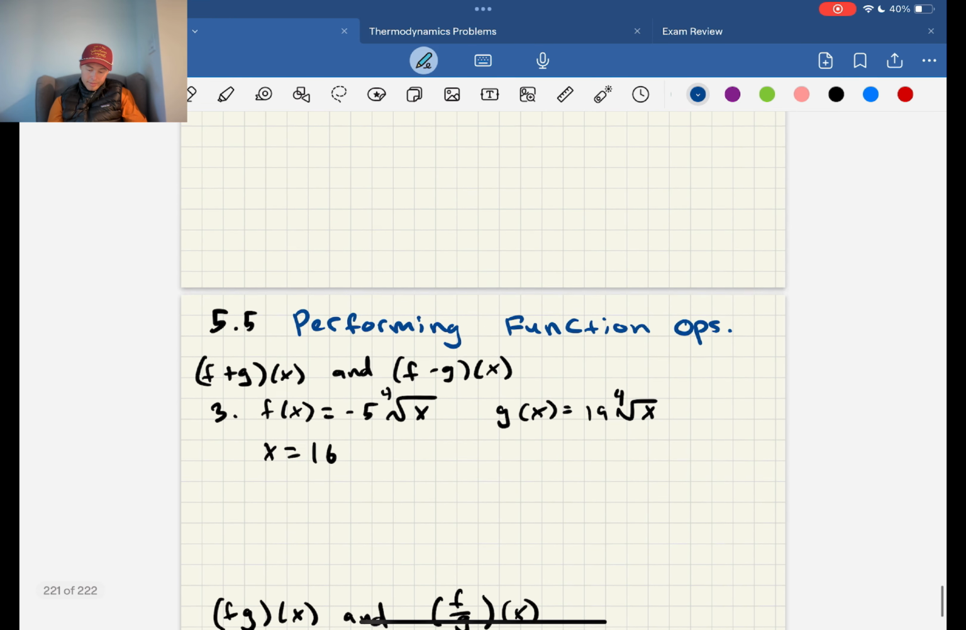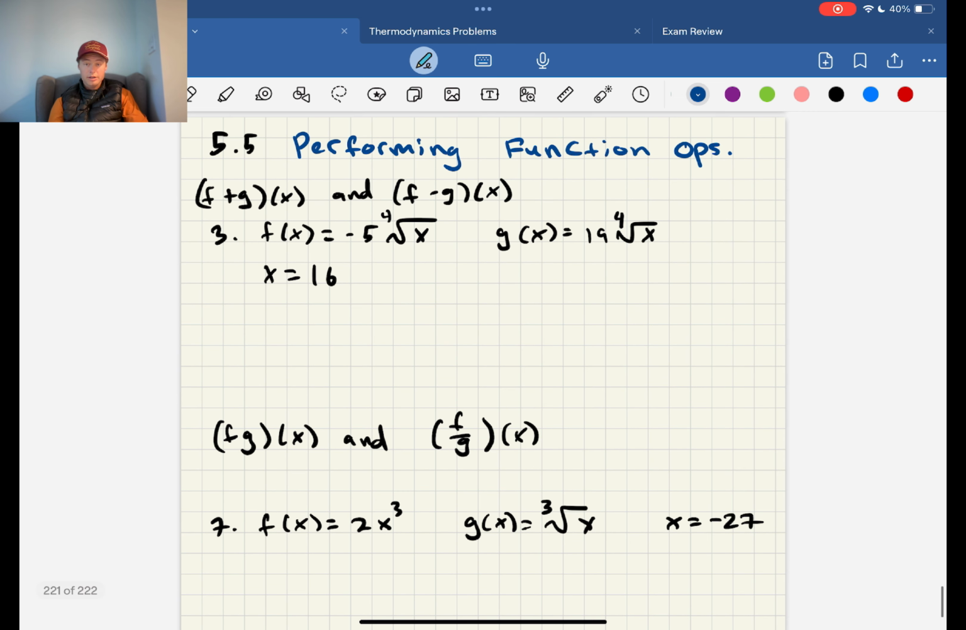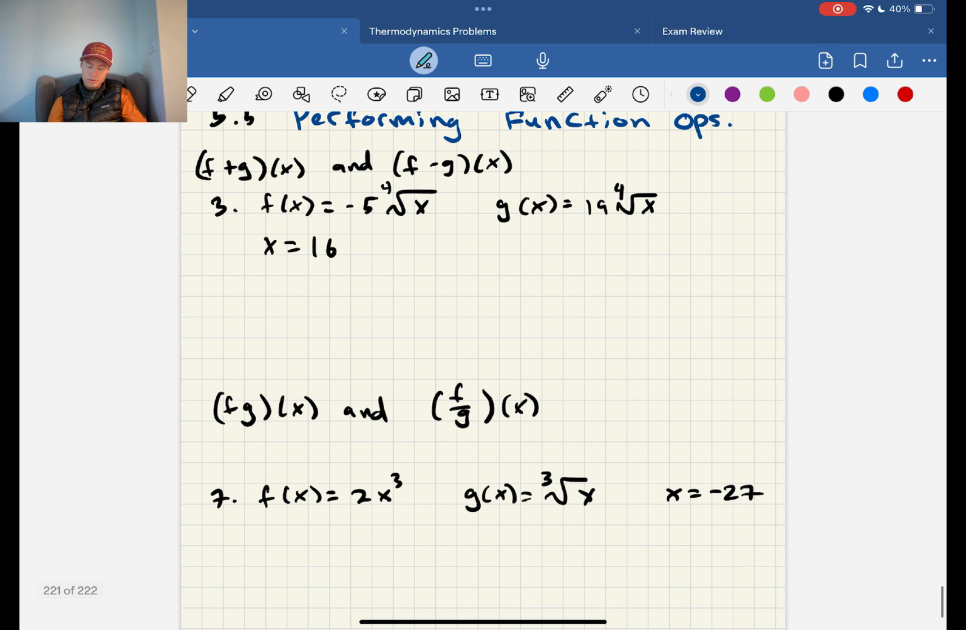Great. All right, section 5.5, performing function operations. This one's quite simple. I'm not really sure why this is included, but it's just talking about how you can add functions or divide them or multiply them, which I think you already knew. So this first question wants you to add f of x and g of x, subtract f of x and g of x, and then plug in 16 and see what you get for both.